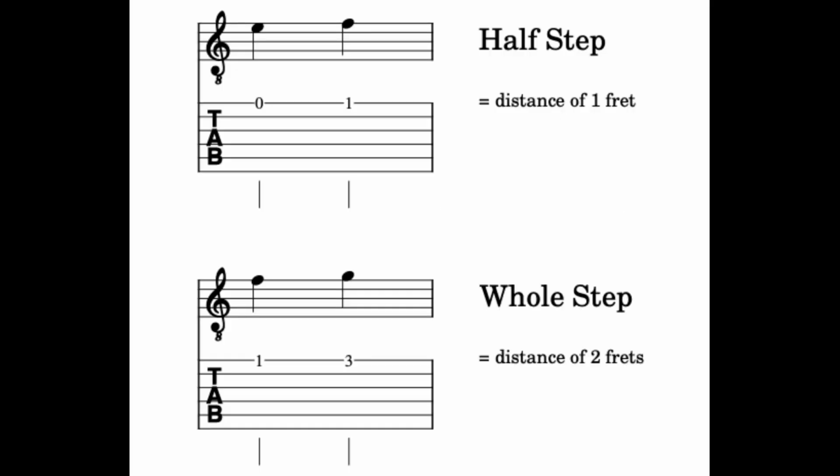Now let's take a moment to understand how half steps and whole steps work on the guitar. A half step or semitone is the smallest interval in Western musical notation. On a guitar string, a half step is the distance of 1 fret. A whole step is the distance of 2 frets.